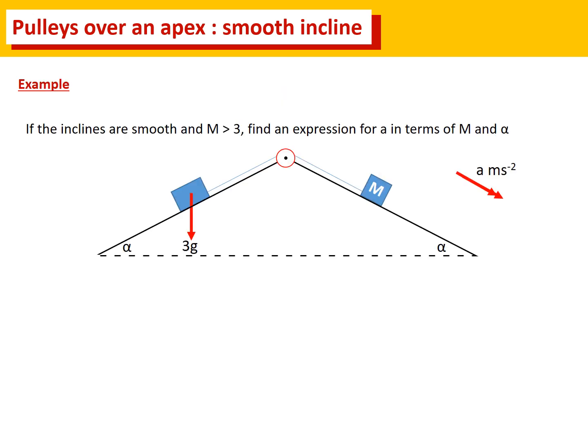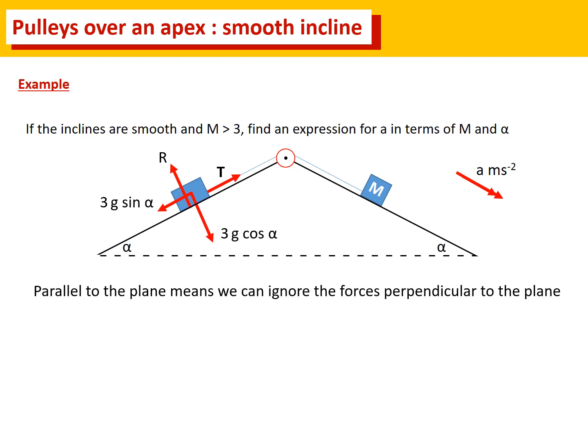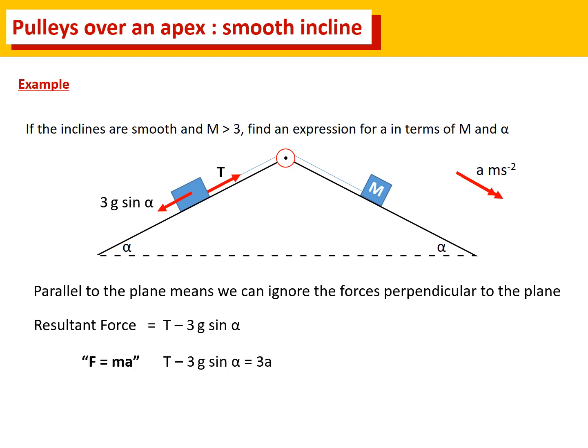So here's our example. This time we've got some values in. Normal reaction, weight components, sine down the incline, cos into the plane, and therefore we can remove perpendicular forces. And so the resultant force is T minus 3g sine alpha, and that will equal 3 times a.